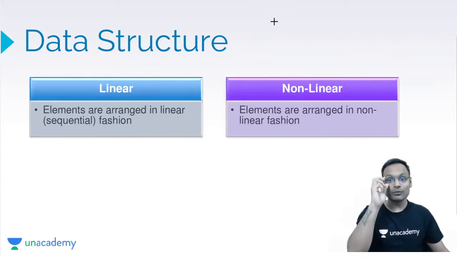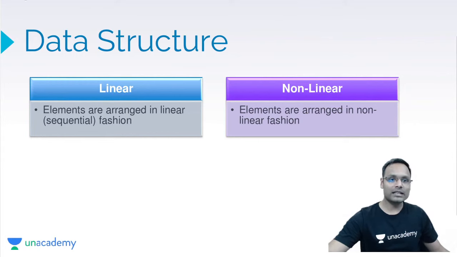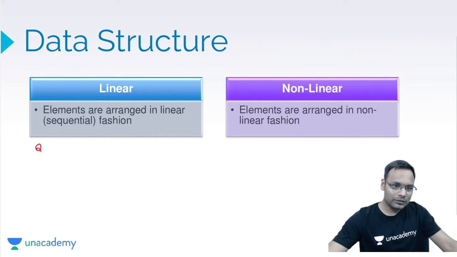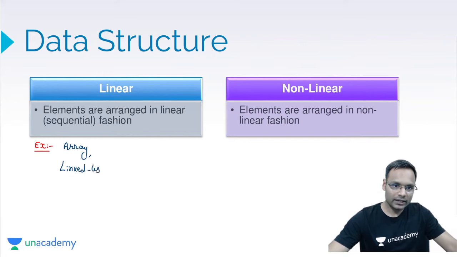Let's talk about two types of data structure. We have two types of data structure, linear and non-linear. In a linear data structure, elements are arranged in a linear or sequential fashion. Can you give me examples of this? Examples are, of course, array, then linked list, and queue and stack.